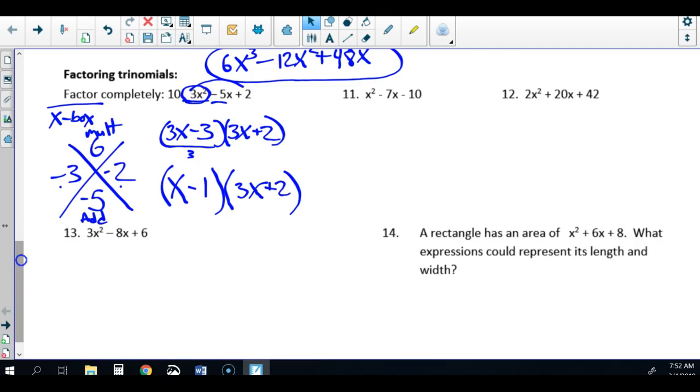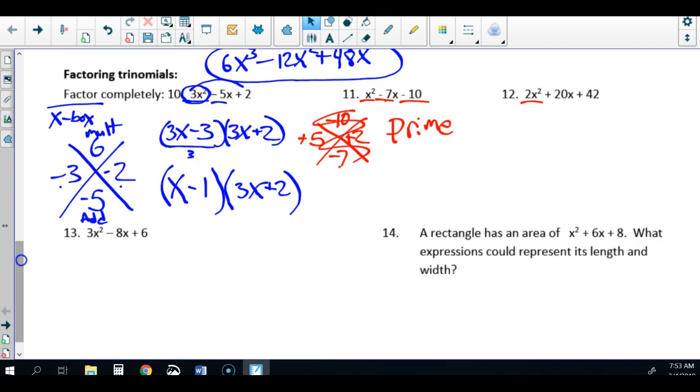Number 11, there's an easy type because it's plain x squared. So negative 10 up top, negative 7 down bottom. Nope, can't be 5, can't be 2. This one does not look to be factorable here. 5 and 2 are the only things that can get us 10, but there's no way I can make the negatives and positives make it negative 7. So we call that one prime.